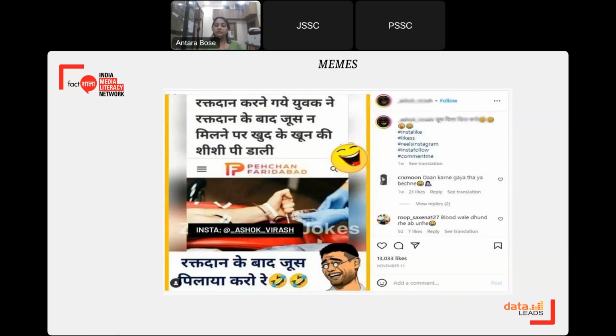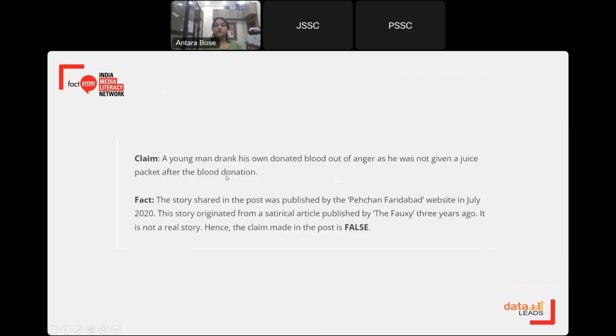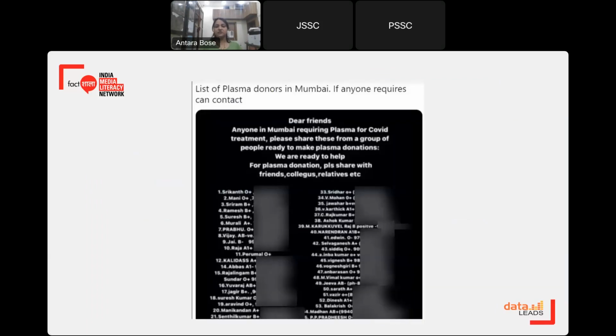Now there are many kinds of memes that come across. A Hindi meme claimed that a youth went to donate blood and, after donating, when he didn't get juice, he drank his own blood. These are memes for fun, but many people also believe them to be true. So this was a claim, but the fact was that the story shared in the post was published by Pehchan Faridabad, a website, in July 2020. The story originated from a satirical article, The Foxy, 3 years ago. This is not a real story, but people circulated it a lot.